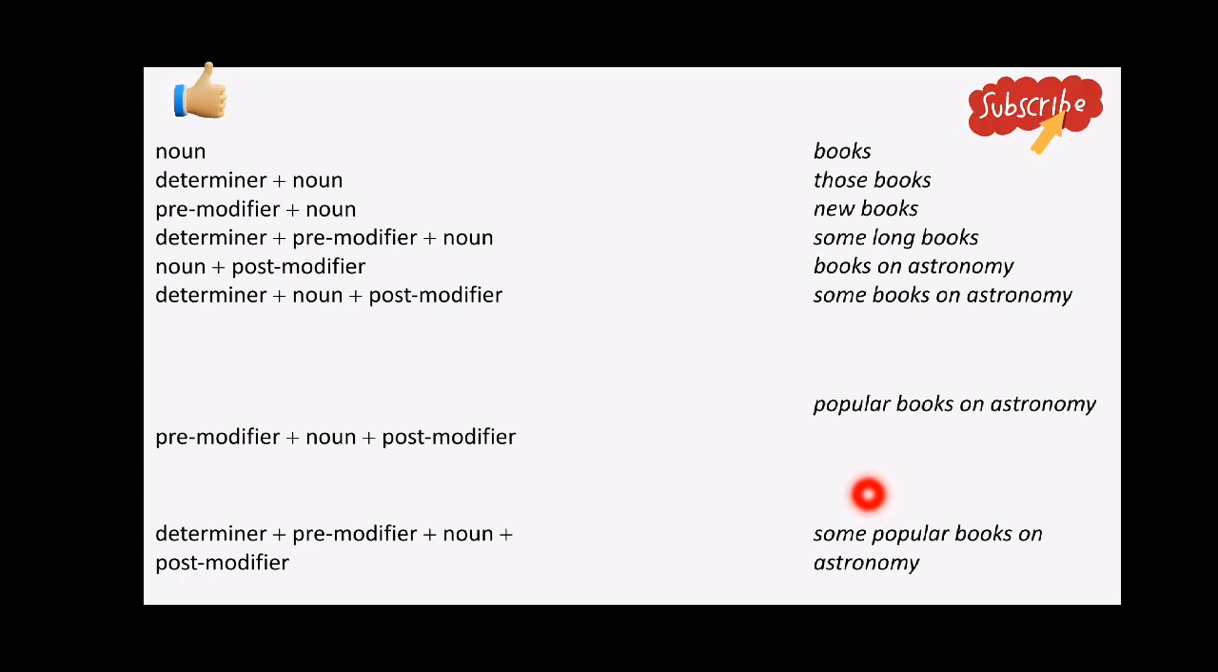So what is some? It is a determiner. And what is popular? It is a pre-modifier. What is books? It's a noun. And what is on astronomy? That is a post-modifier. So we have these different structures of a noun phrase. How a noun phrase is structured, this is a detail. So this slide is very, very important.